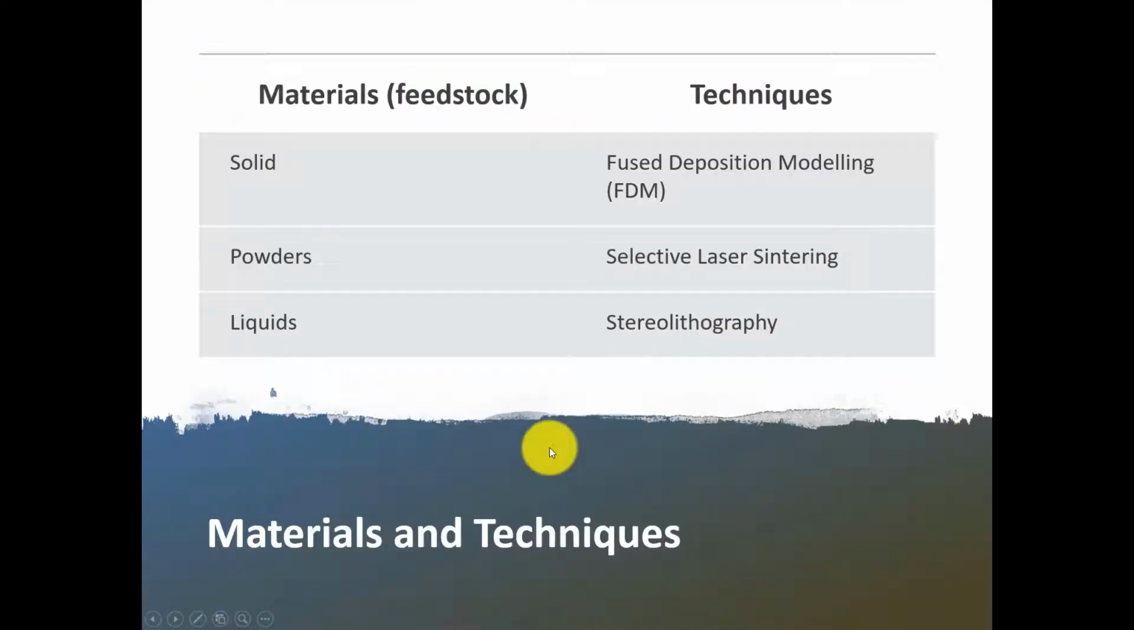So this is additive manufacturing, and we have different materials, also known as feedstock. These are the raw materials. We can have solids, we can have powders or liquids. And because of these different raw materials, we have different techniques behind. So for example, whenever we're talking about solids, we have the fused deposition modeling, or also known as FDM. We also have the selective laser sintering for powders, or stereolithography whenever we are talking about liquids.